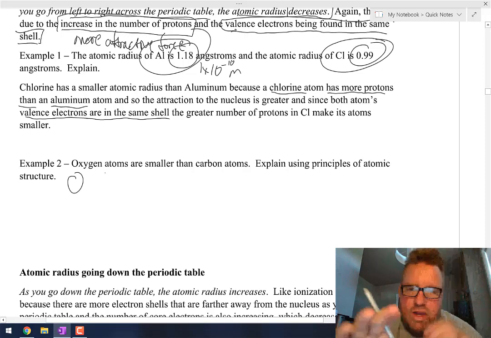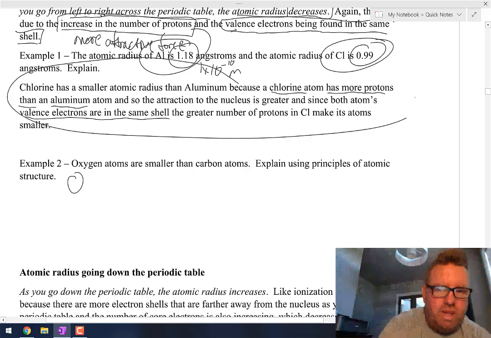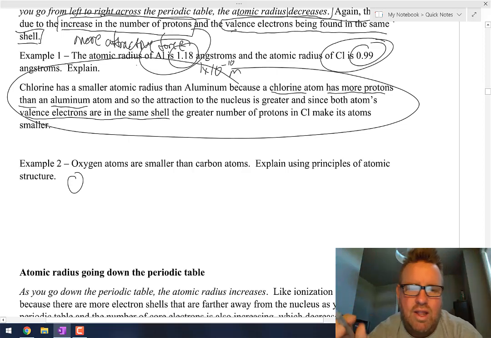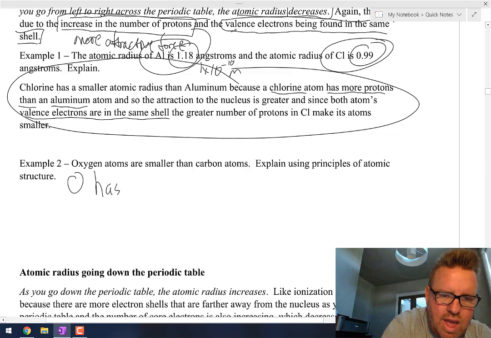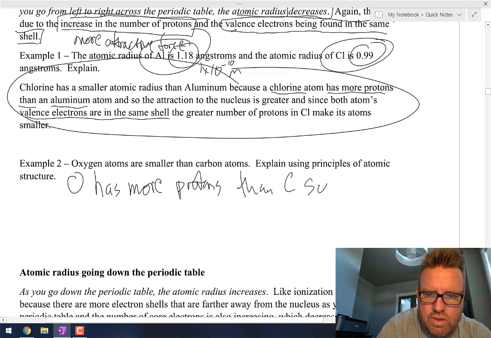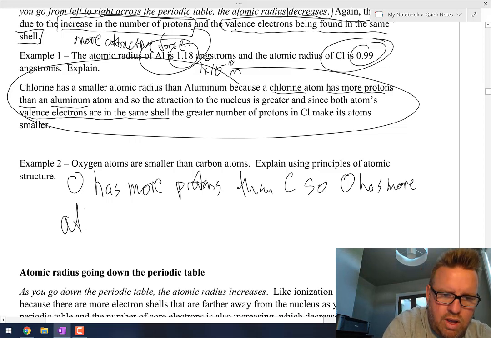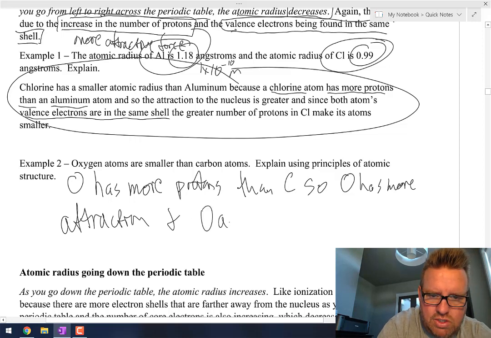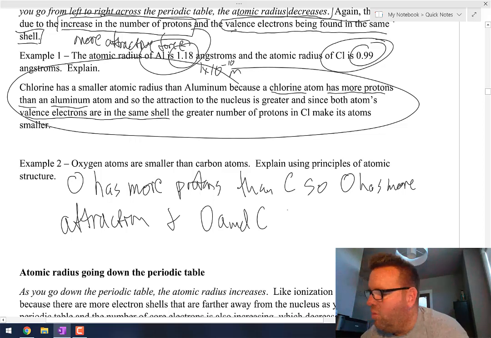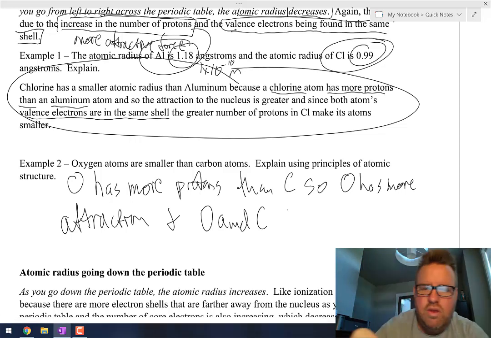Because, and again, up here I wrote a really, really long answer, but I'm trying to show you can do the same thing by writing a lot less, okay? Oxygen has more protons than carbon, so oxygen has more attraction, and oxygen and carbon, now I'm looking at the periodic table, I'm looking at where their valence electrons are.